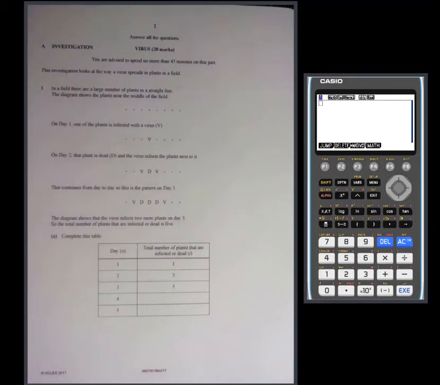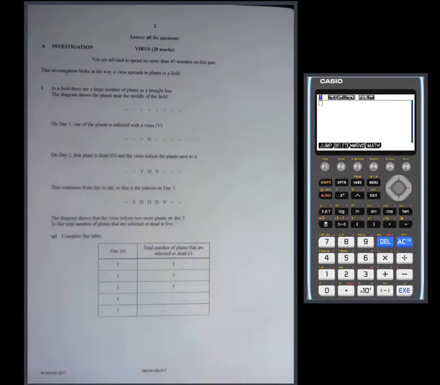Okay, here's an investigation paper on the spread of a virus. I think it's from 2017. Virus. You are advised to spend no more than 45 minutes on this part. This investigation looks at the way a virus spreads in plants in a field.